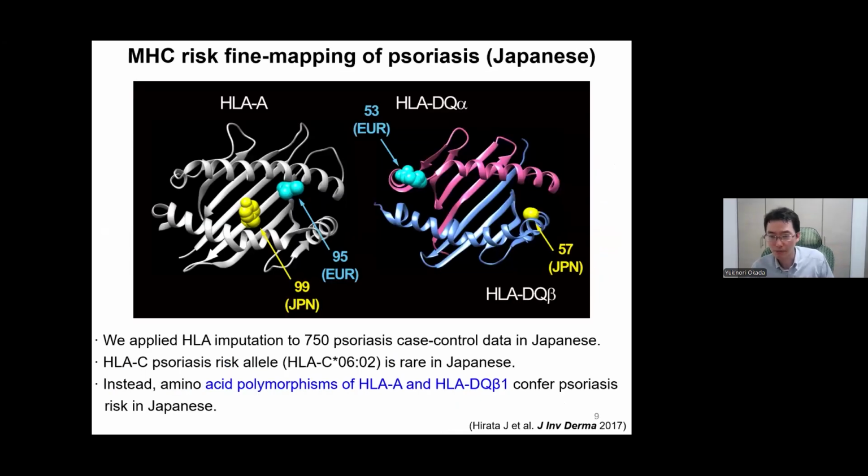And then I came back to Japan and started to do HLA analysis of psoriasis in the Japanese population. This is interesting: C*06:02 is the strongest risk allele in psoriasis, but it is almost absent in Japanese. So psoriasis patients in Japan are mostly C*06:02 negative. We found that in the Japanese population, and I think in other Asian populations as well. So HLA-DQ amino acid polymorphism has a much stronger impact on psoriasis risk.